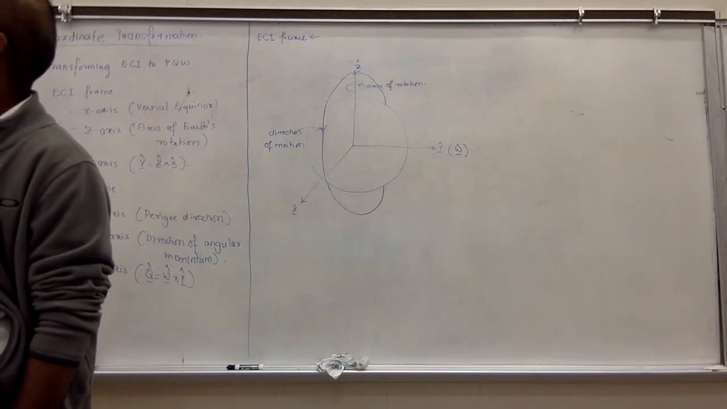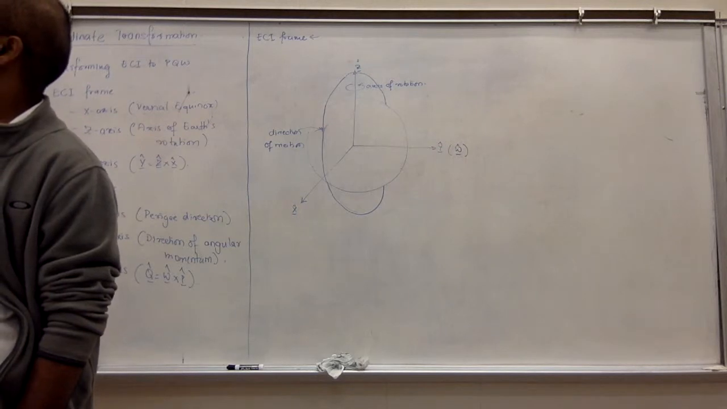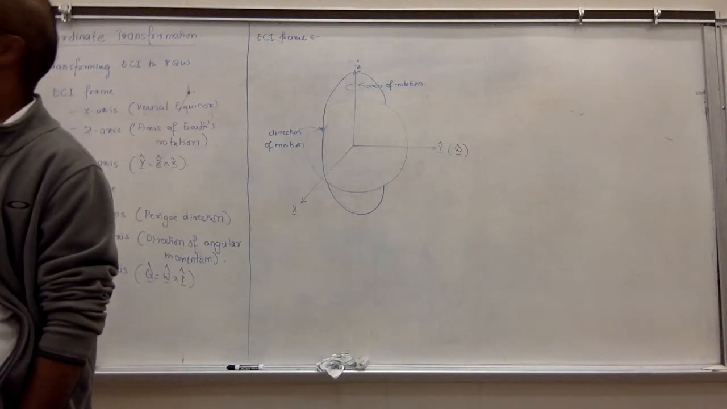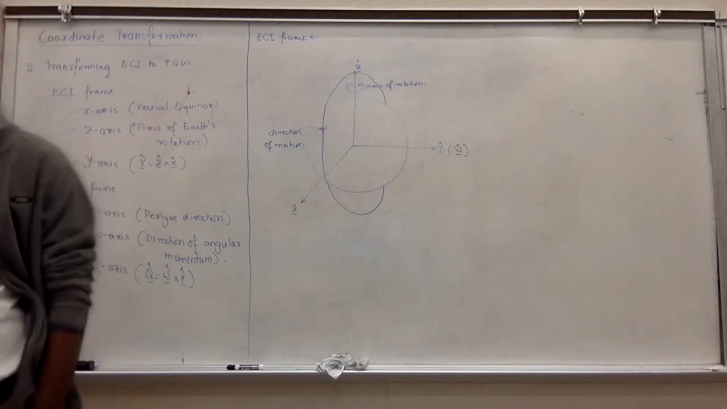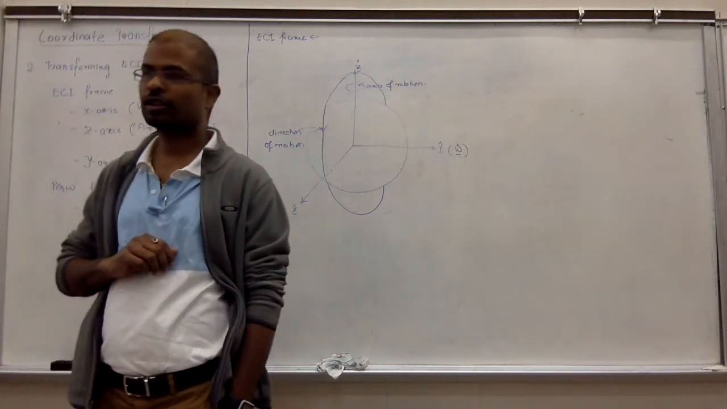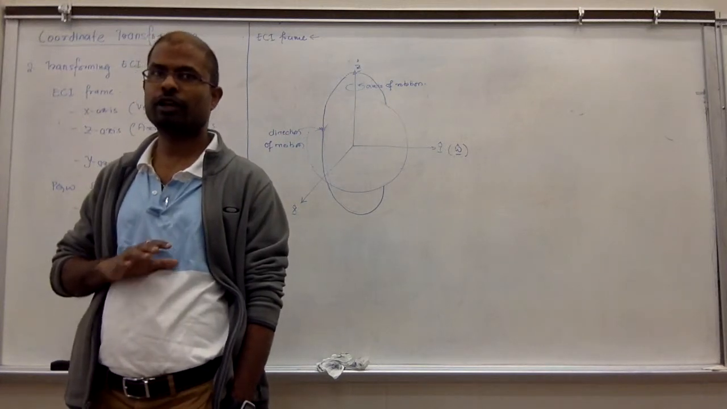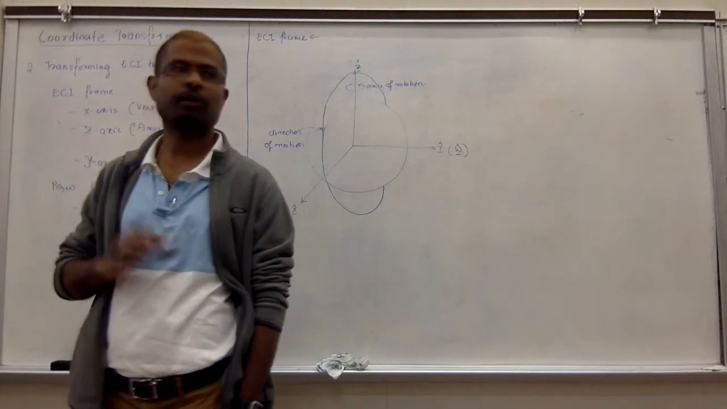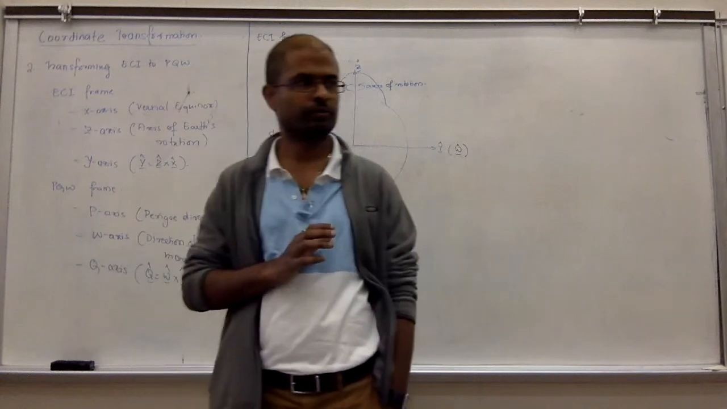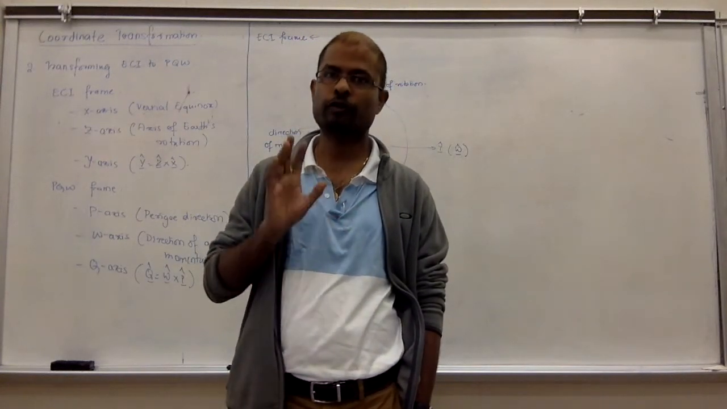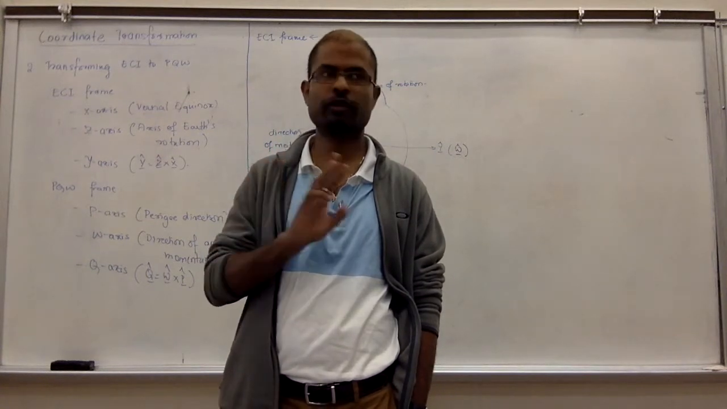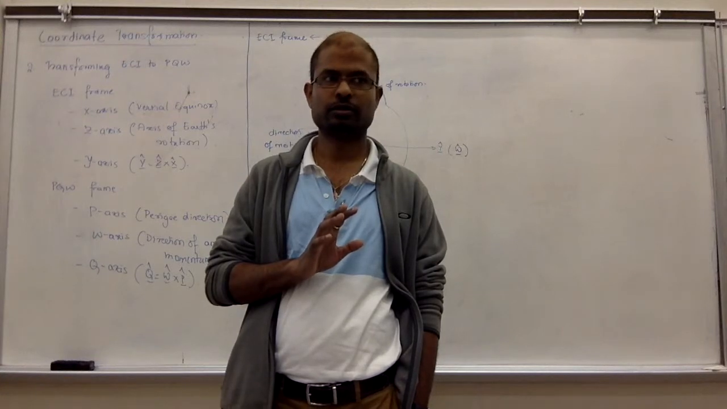What is the ECI frame here? How do you define where the ECI frame will be? ECI frame would be the equator. I'm talking about the frame. You cannot just confuse plane and frame. I'm not asking for the plane. The red one is a plane. When I ask for a frame, you have to give me three axes. Always. Don't give me a plane. So what is the ECI frame?